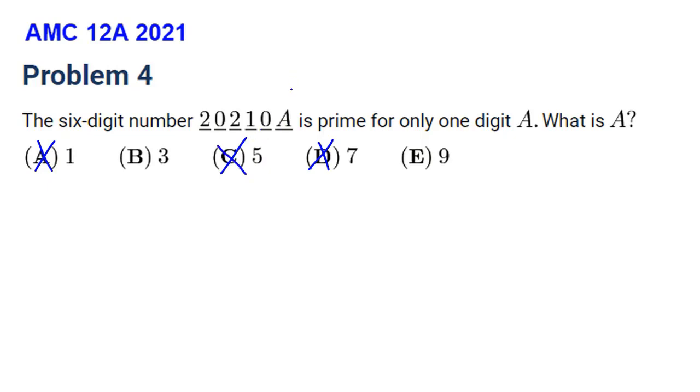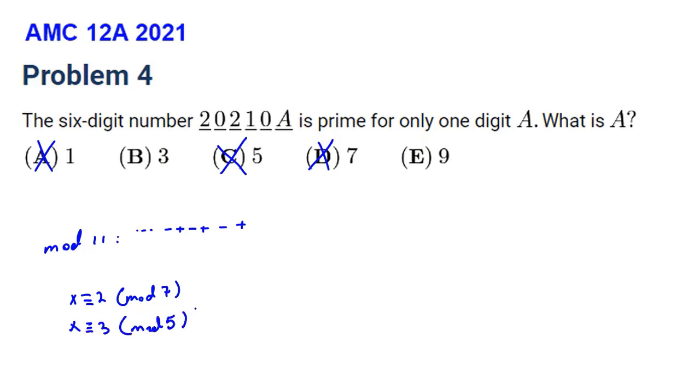And now also let's consider mod 11. For mod 3 and mod 9, we use the sum of digits. For mod 11, from the right, you should consider plus, minus, plus, minus, plus, minus. And another thing that is important in modular arithmetic is when x mod 7 is 2, and x mod 5 is 3. There are two approaches to find what x mod 35 is.